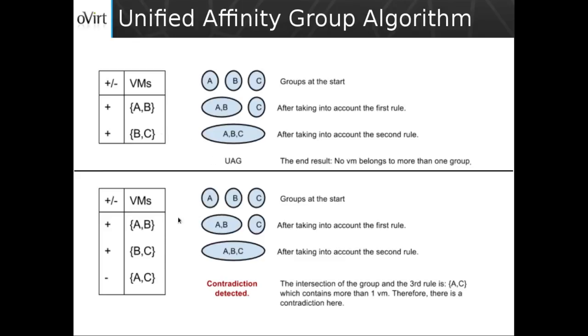In this example, from the other end, it's the same as we saw in the earlier slide. We start merging these groups. We get the group A, B, and C, and here we added a negative affinity group which consists of A and C. So what happens when you start applying the rules, you get to this rule, and then you see the intersection of AC and ABC is more than one VM. It's A and C. So in this case, the unified affinity group algorithm found the contradiction. So that's how we do it.